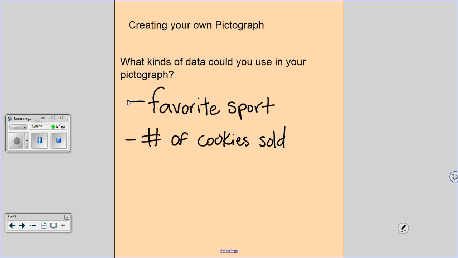Sabrina, what do you think? I feel like something more like... Give me more specifics. Like cookies. Like who likes cookies? Alright, so we could do favorite snacks, right? We just have to make sure we give options. Kaylee? Colors. Colors.